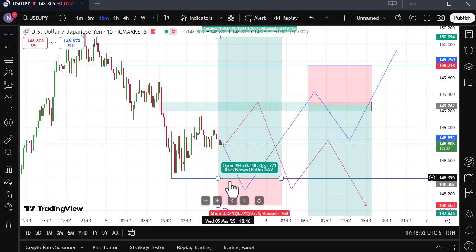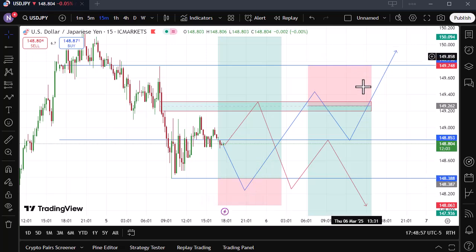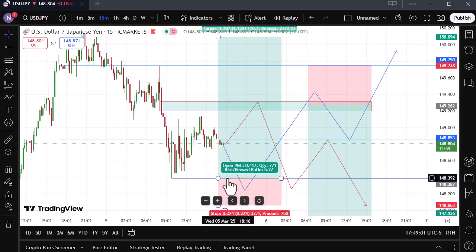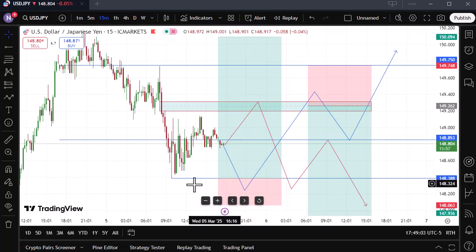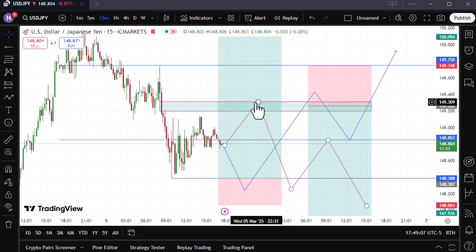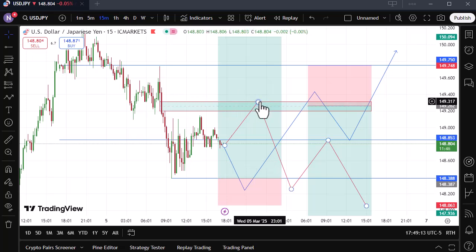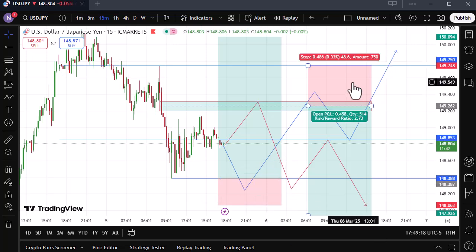If the market comes down and takes out the liquidity on this side, then we expect it to continue up like this. So we will put our buy limit order here. But if the market goes up like this and takes out the high, then we expect it to come and fill this fair value gap on the upside, and then we expect it to drop back down and continue down. So we will put our sell limit order here.